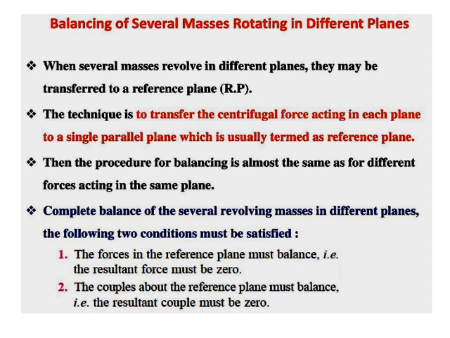For the complete balance of several masses in different planes, two conditions must be satisfied. First, the forces in the reference plane must be balanced, so the resultant force must be equal to 0. Second, the couple about the reference plane must be balanced, so the resultant couple must be equal to 0.